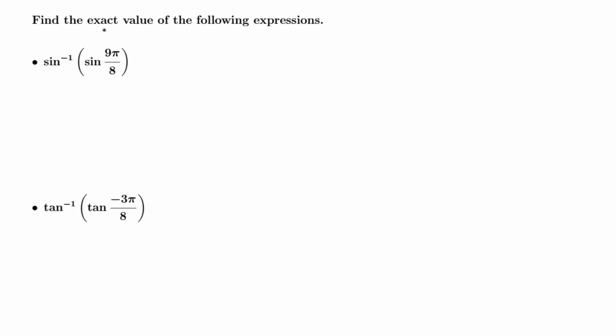Find the exact value of the following expressions. So sine inverse of sine 9 pi over 8, and sine inverse of something, the answer should come out to be in between negative pi over 2 to pi over 2. That is from here to here.